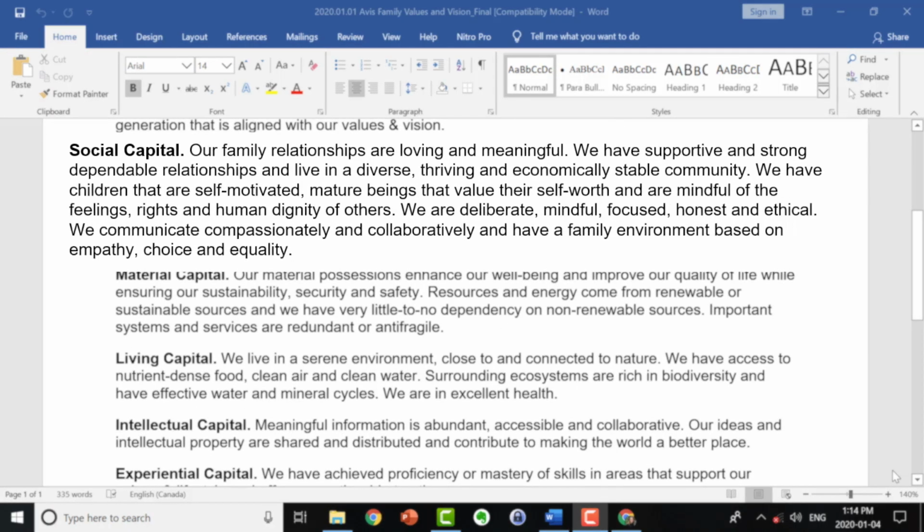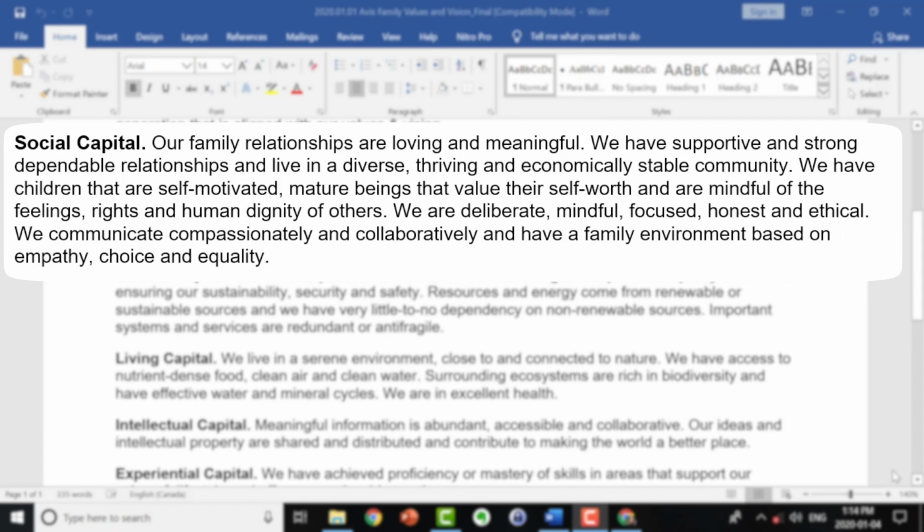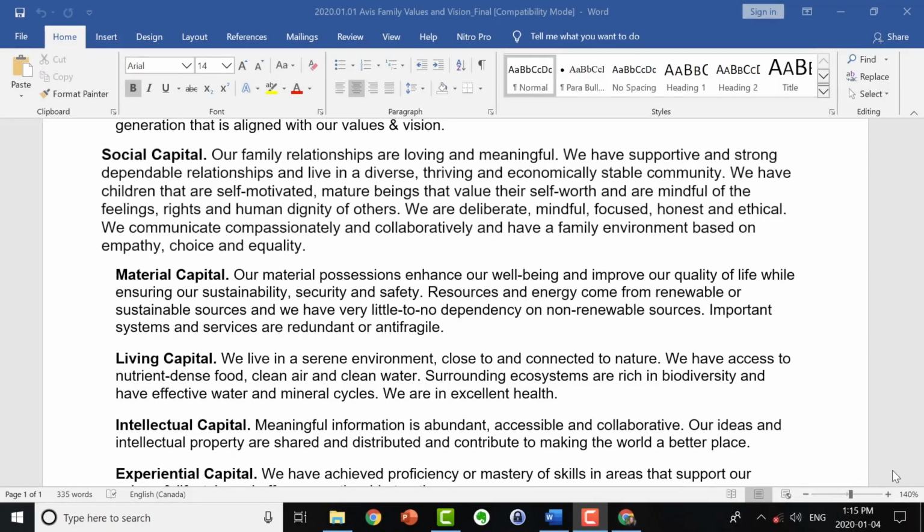So that's it. Social capital. Why don't you read that one? Our family relationships are loving and meaningful. We have supportive, strong, dependable relationships and live in a diverse, thriving, and economically stable community. We have children that are self-motivated, mature beings that value their self-worth and are mindful of the feelings, rights, and human dignity of others. And we are deliberate, mindful, focused, honest, and ethical. We communicate compassionately and collaboratively and have a family environment based upon empathy, choice, and equality. There's a lot there.